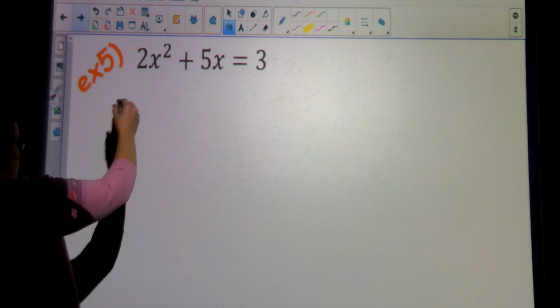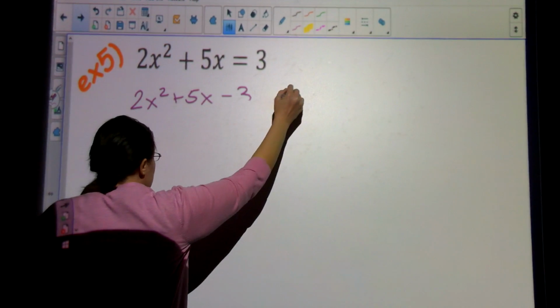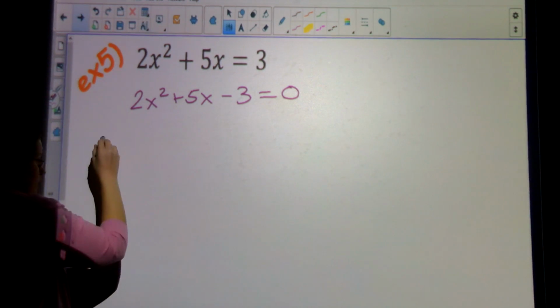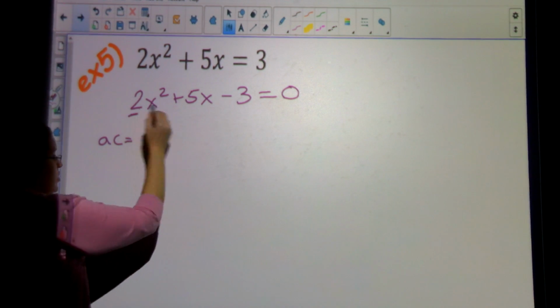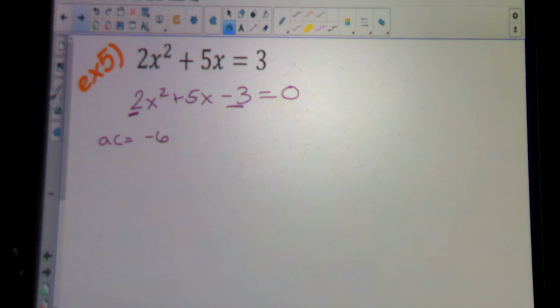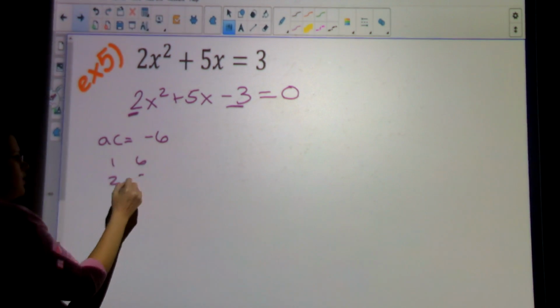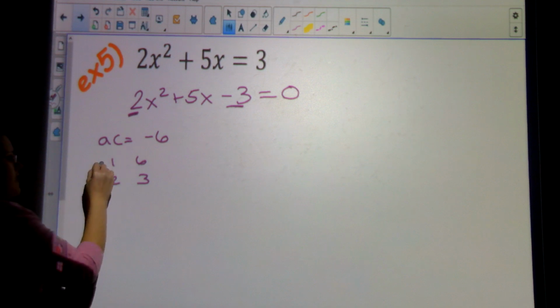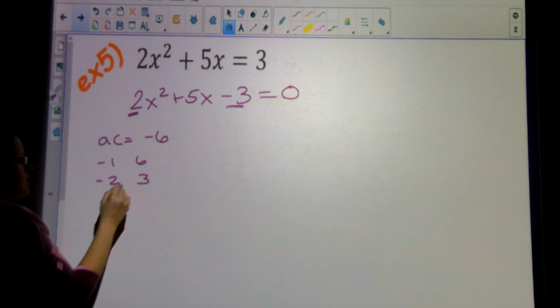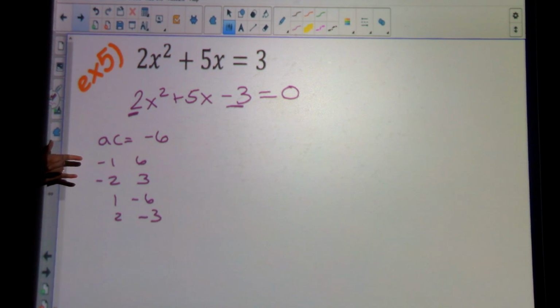First, get it equal to 0. So subtract 3 from both sides. Okay, let's do A times C. Well, that's 2 times negative 3, which is negative 6. So let's list the things that could multiply to be negative 6. But be careful. Negative 6. So I could have negative 1 and 6, negative 2 and 3, or 1 and negative 6, 2 and negative 3. Right? One of the numbers has to be negative if you multiply by a negative number.